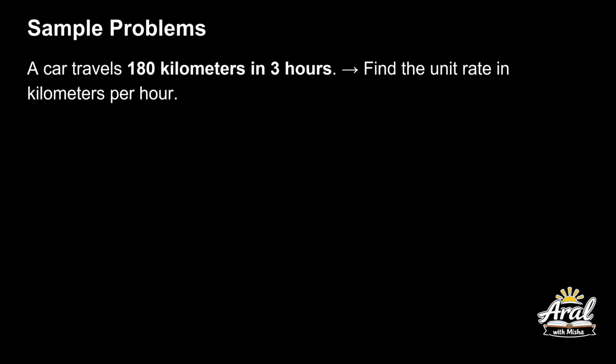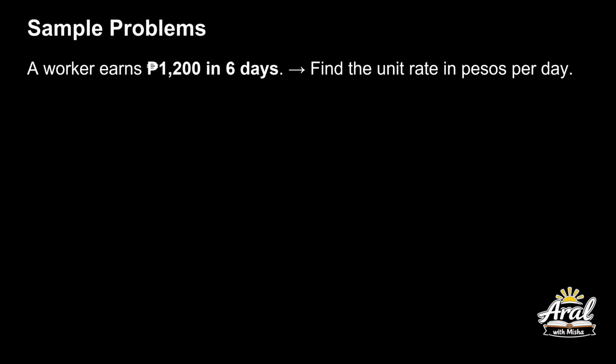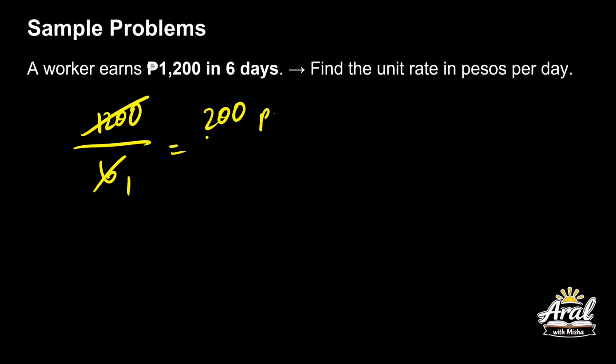That's the unit rate. So next, a worker earns 1,200 pesos in 6 days. Find the unit rate in peso per day. So divide this by 6, okay? So that's 1. So this is 200 pesos per day. Okay? So, yung 1,200, i-divide mo lang by 6.